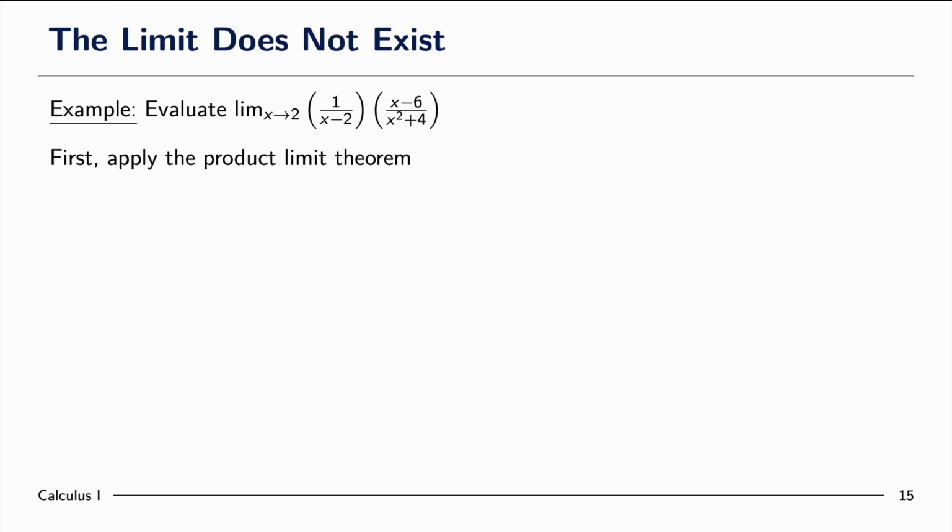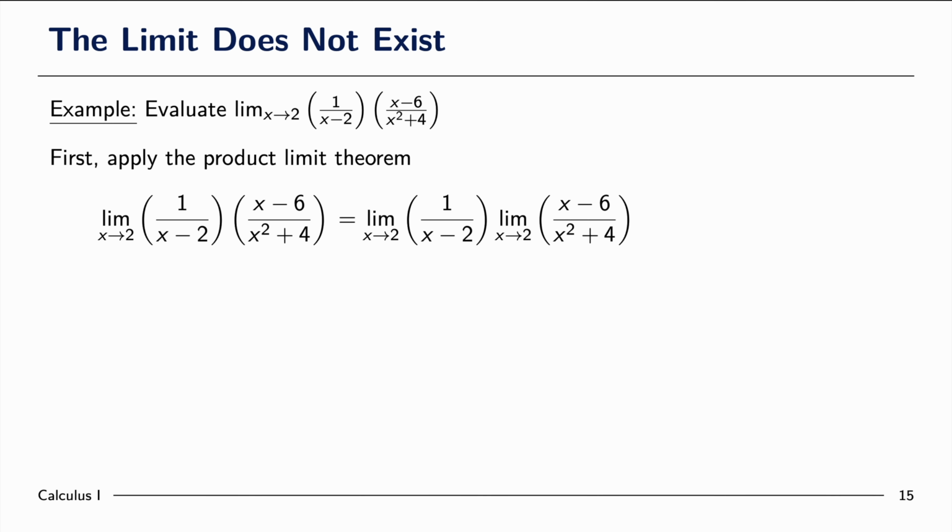First, let's apply the product limit theorem. So we have the limit of 1 over x minus 2 times x minus 6 divided by x squared plus 4 as x approaches 2 is equal to the limit of 1 over x minus 2 as x approaches 2, times the limit of x minus 6 divided by x squared plus 4 as x approaches 2. We can evaluate the second limit easily and get negative 1 over 2. So now we have negative 1 over 2 times the limit of 1 over x minus 2 as x approaches 2.